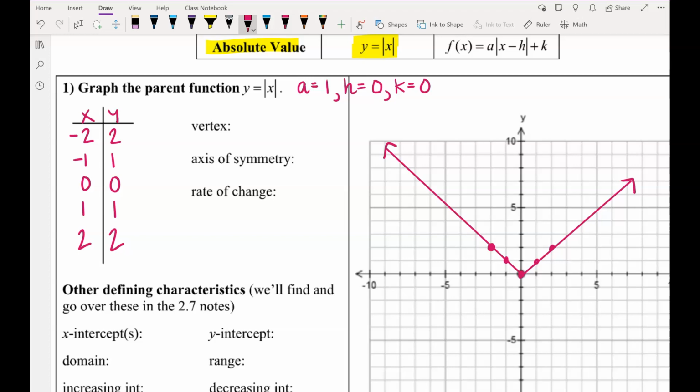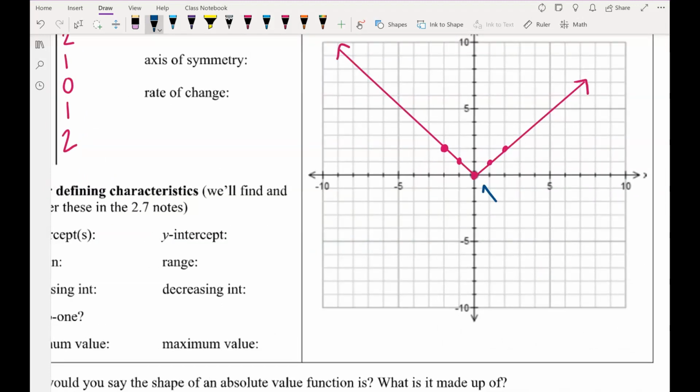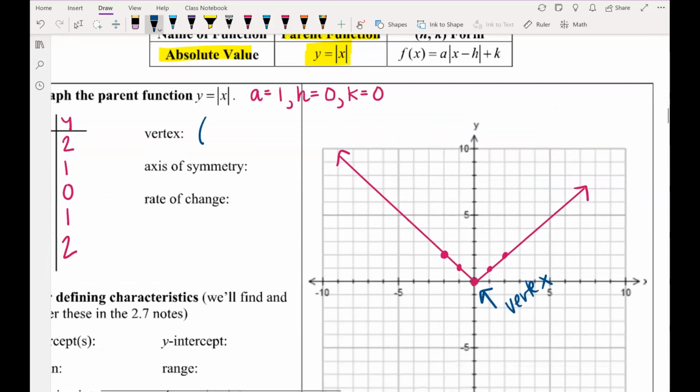Where is the vertex? Where's the vertex? 0, 0. Remember, guys, the vertex is the lowest or the highest point. In this case, it's the lowest point because it's opening up. That's the vertex, and it's 0, 0. Now, it's always your h, k value because it's the parent function. H and k are both what? 0.